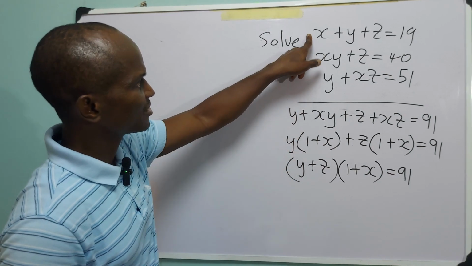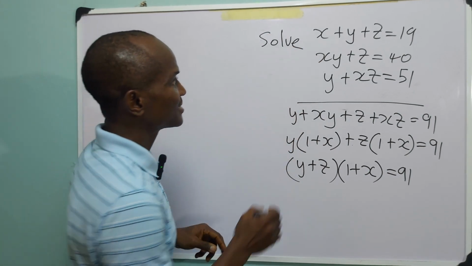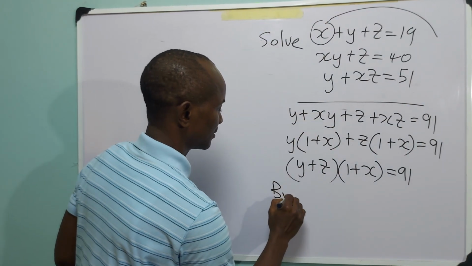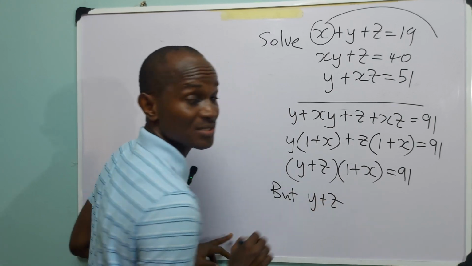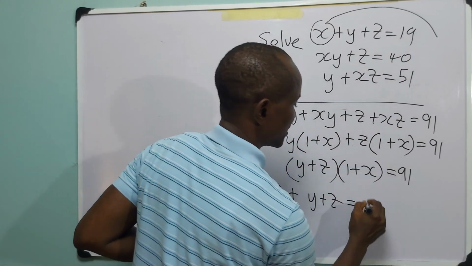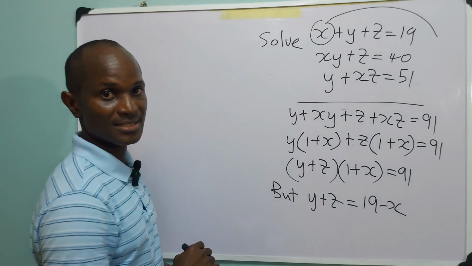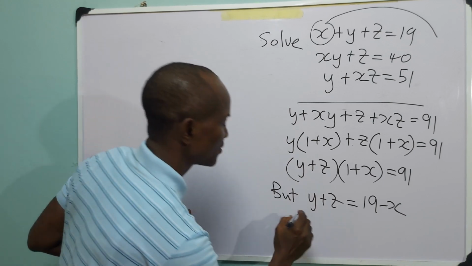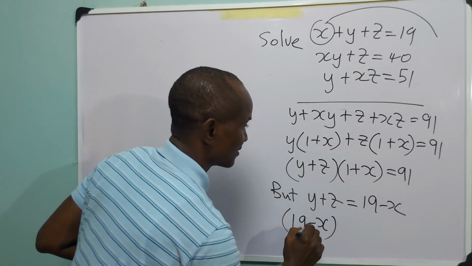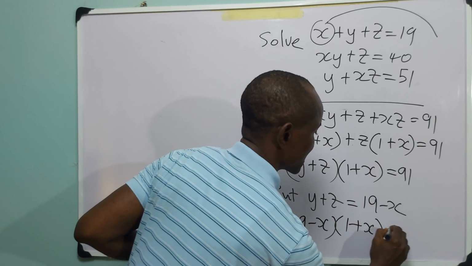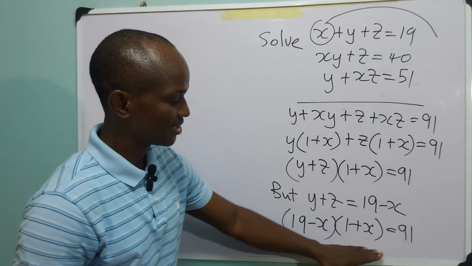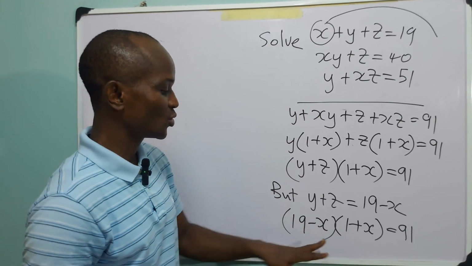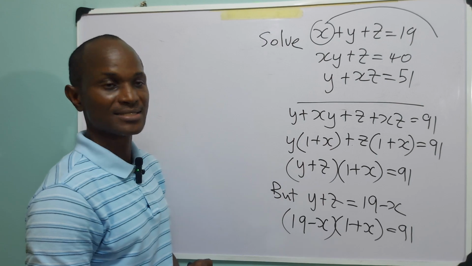Very good. But let us look at the first equation. We can see that if we take x over the equality sign, then y plus z will be equal to 19 minus x. So we can substitute for this quantity with this quantity. So we have that 19 minus x multiplied by 1 plus x is equal to 91. And like so, we have an equation in just one unknown. So from this equation, we can find values of x.